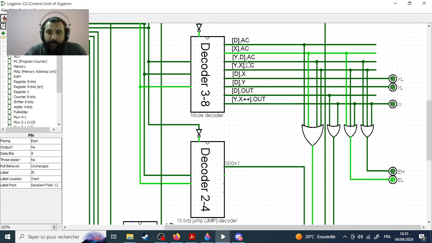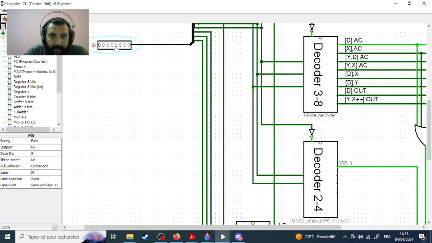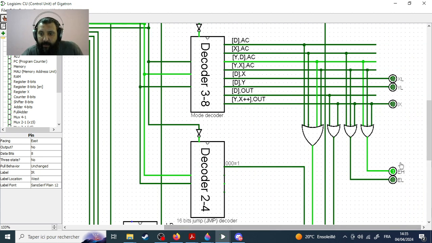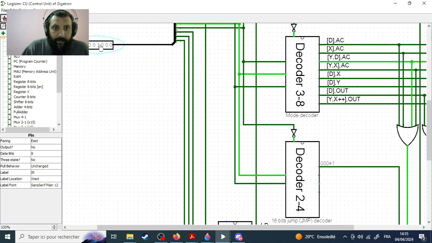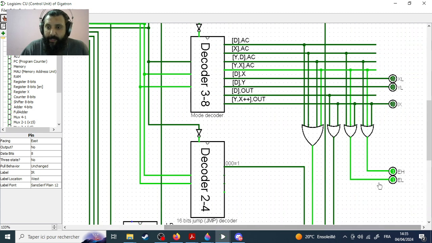Can you give me, for instance, YD? For the address in YD, which value should be output there? 10. Good. Let's try it. YD is the second value, 10. Okay, we get the right value. Let's try for YX. YX normally we get 1, 1. Very good. This is value 3, and we get 1, 1 here. Our mode is working properly.